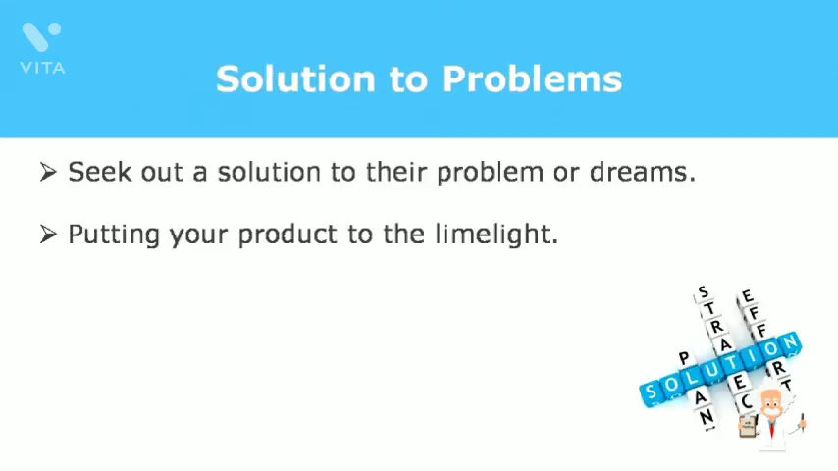Component number 4 is a solution to their problems. When you've elaborated on all the problems that your readers may be having, or you've sold the dream to them, they're primed to seek out a solution to the problem or dream. This usually boils down to one obvious answer: a product. When you give your product as a solution to their problem, you're also putting your product into the limelight.